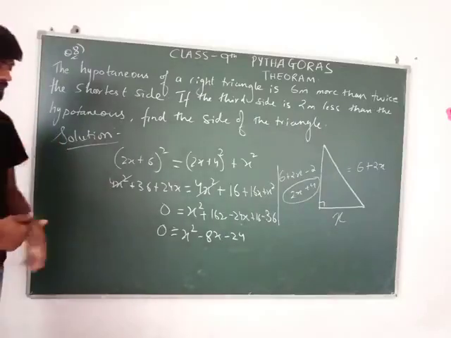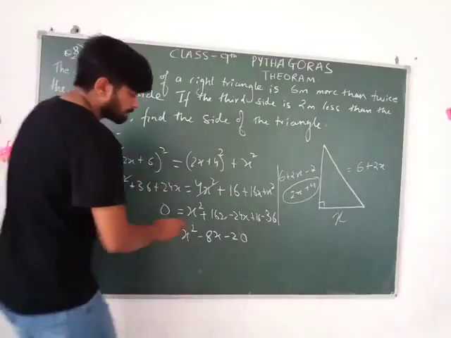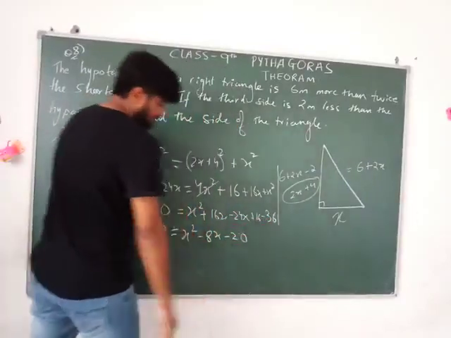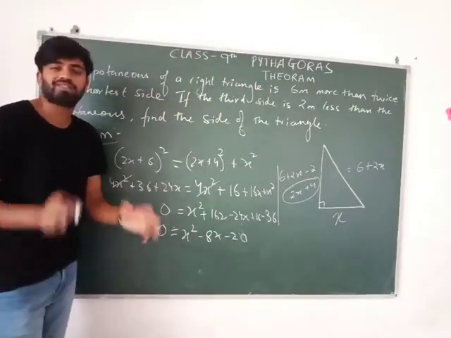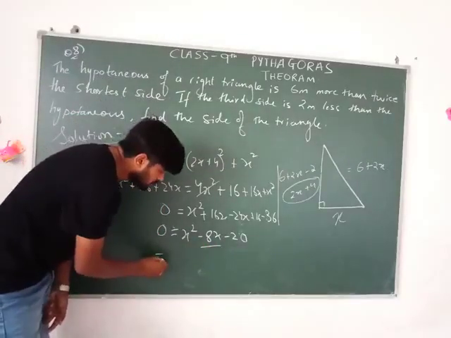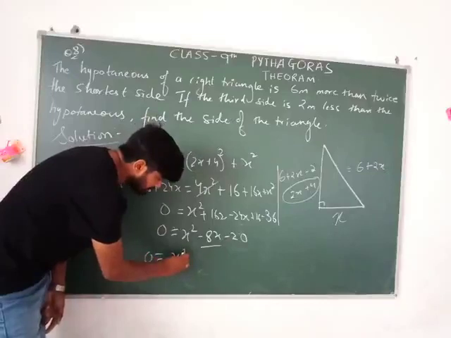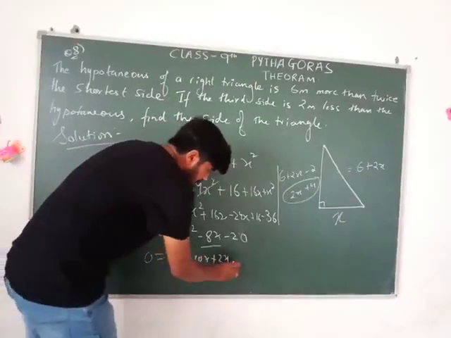Okay, now what's going to happen? Now it's a quadratic equation. You guys can see we have done quadratic equations, right? Sorry, this is going to be 20 over here. Plus 16 minus 36 is minus 20. Now we know the factorization. How to do the factorization? It's very easy. Factorization, splitting the middle term. So the middle term is going to be x square minus 10x plus 2x minus 20.